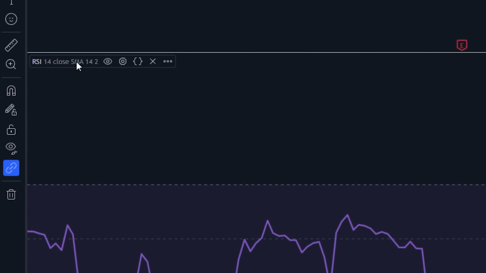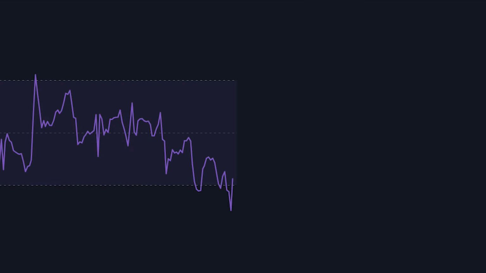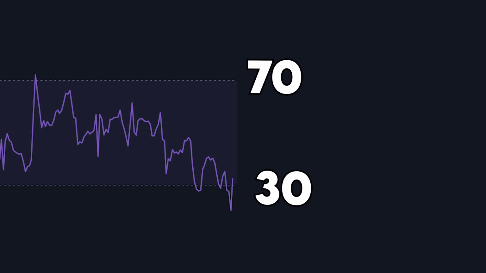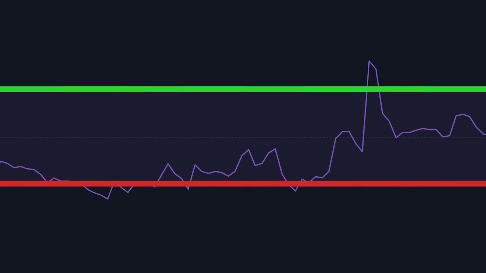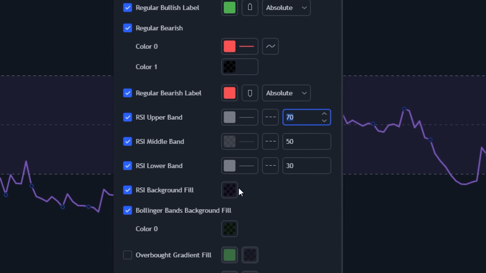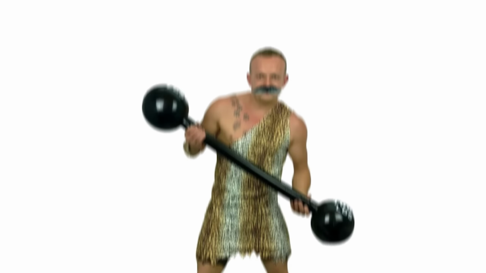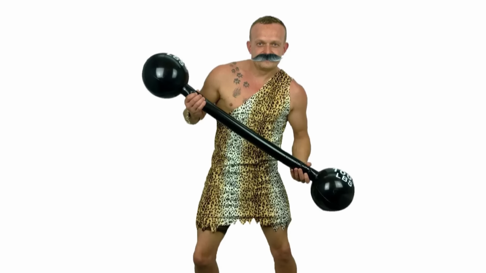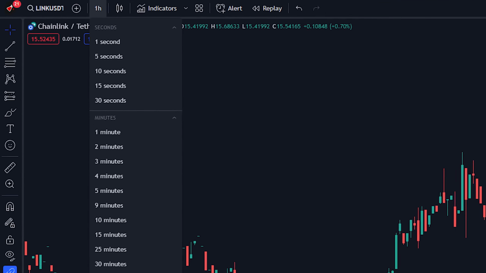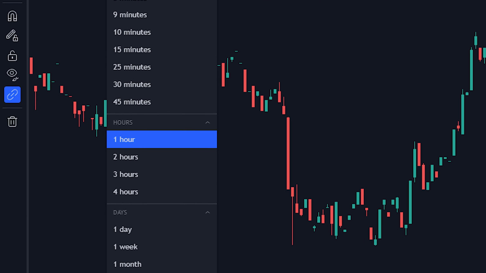To do this, go to the settings of the RSI. Now, the default settings are 70 and 30 for those overbought and oversold areas. I like to change these numbers to 80 and 20. Doing this will give us fewer signals, but these signals we do have are going to be stronger and less likely to be wrong. The next step I like to do is confirm these signals with multiple time frames.